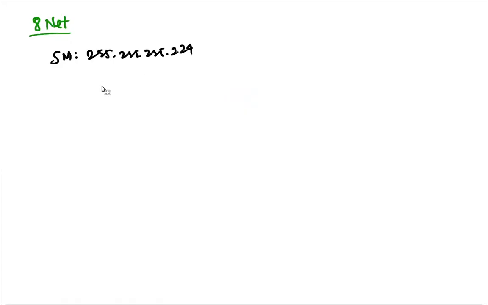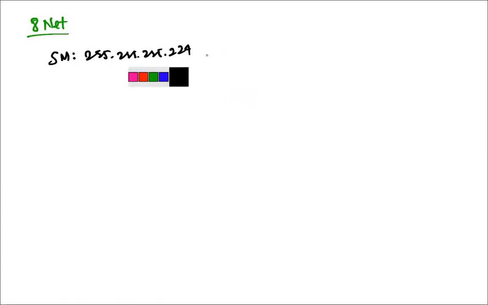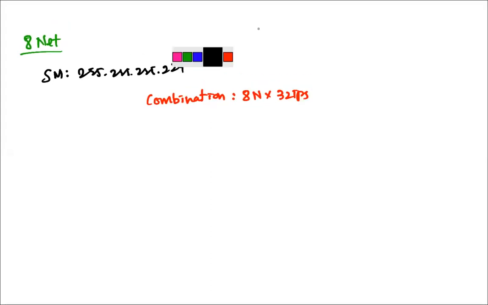255.255.255.224. Good. So now next is what is going to be the combination. Of course, you guys can easily find out the combination right now. If you get eight networks, then 8 into 32. So initially we had 2 into 128. Next, 4 into 64. Now it's going to be 8 into 32, correct? So 8 into 32.